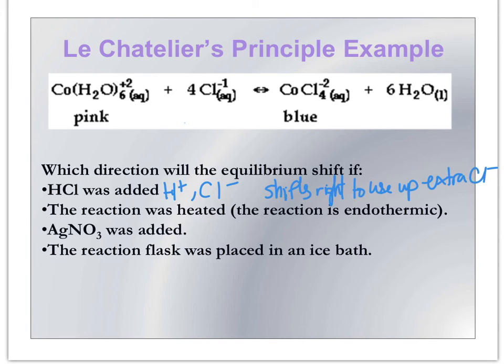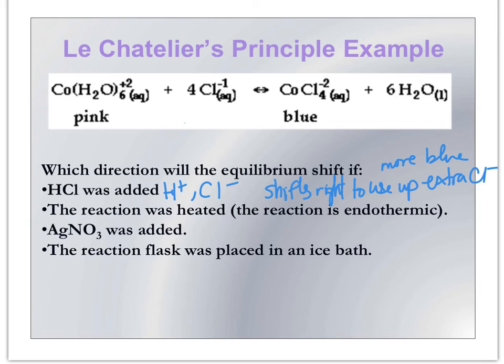So let's go over this one again because I misspoke here and miswrote it as well. If I have too much chloride, I want to use that up, so it's going to shift to the right to use up my chloride. Since it shifts to the right, it is becoming more blue. So you will see more blue color. Probably still a shade of purple, but it's going to be a more bluish purple in this case.